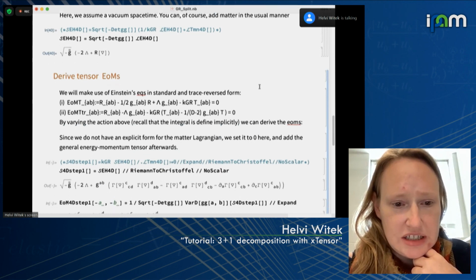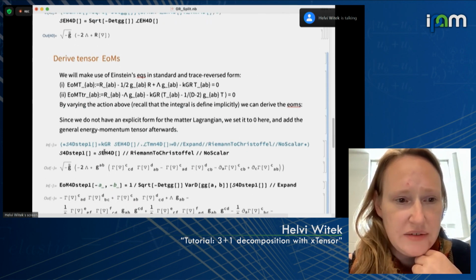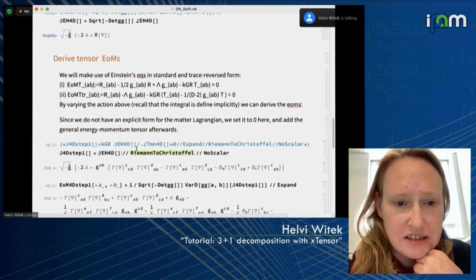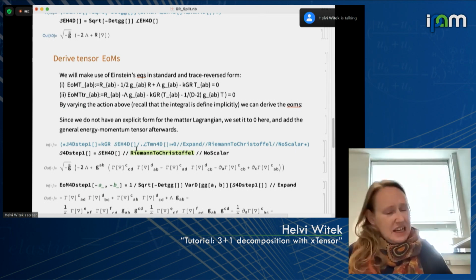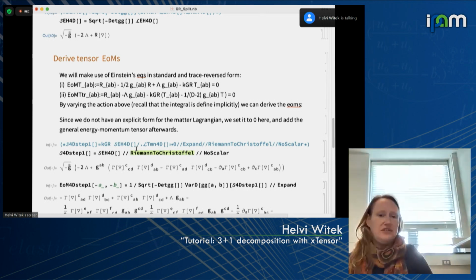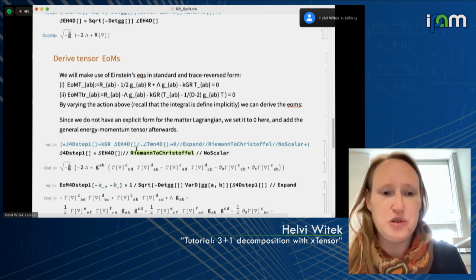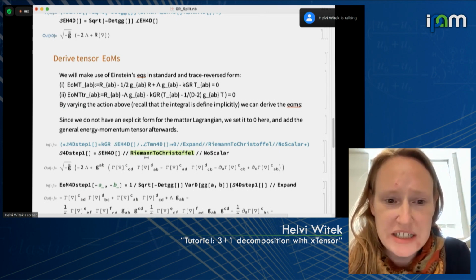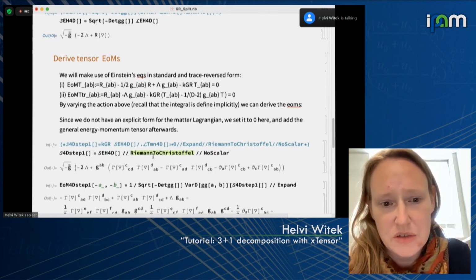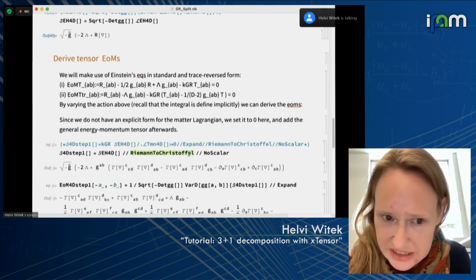Yeah, so let's just start here. So we have our action that I just defined. Now, if I just take this action, which has a Ricci scalar, and I try to vary that with respect to the metric, it actually won't do the variation. So I have to trick it a little bit, and I have to say that it should write out the Riemann tensor and any contraction thereof in terms of my Christoffel symbols. And that's exactly what I'm doing here.